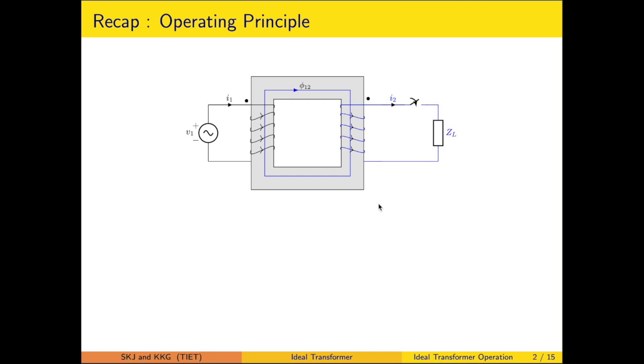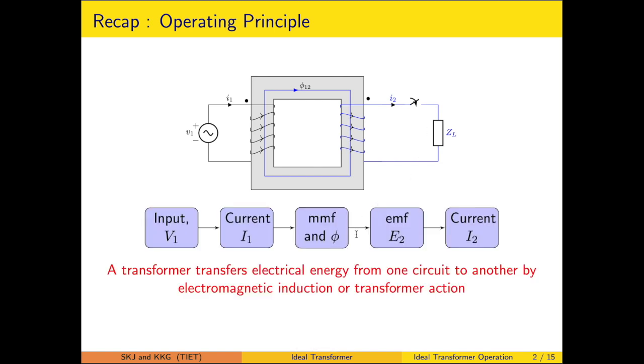So this process we have already covered previously. Now it is needless to mention that the two windings are electrically separated but coupled magnetically. So the transfer of energy from primary to the secondary, or from one winding to the other winding, takes place through electromagnetic induction, which is regarded as the transformer action.